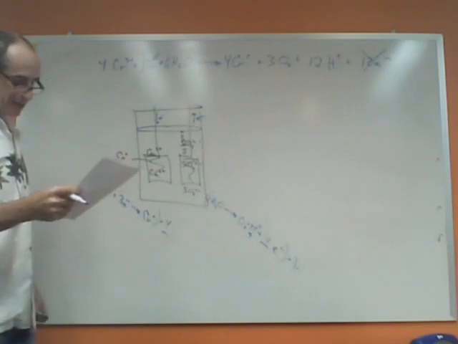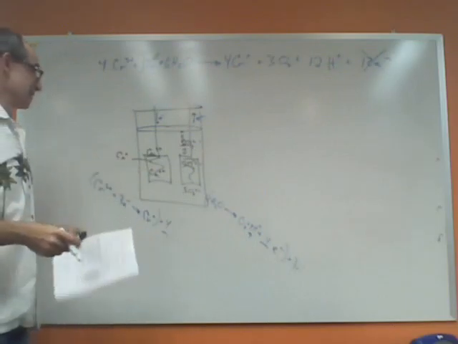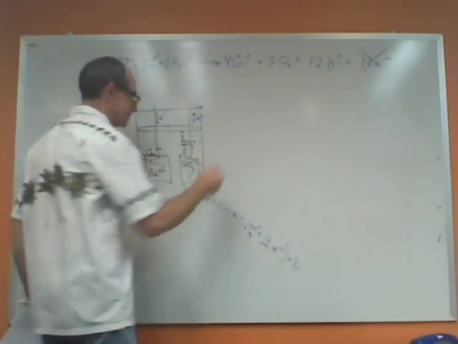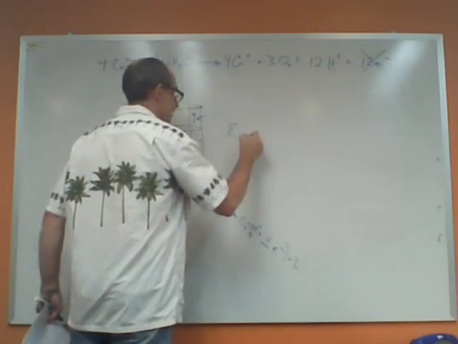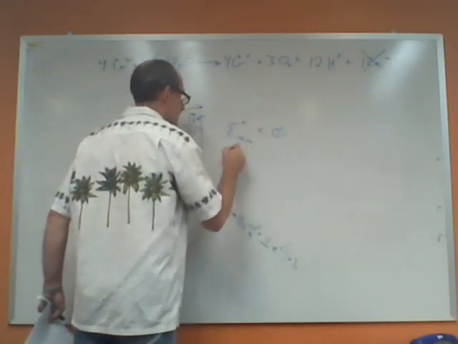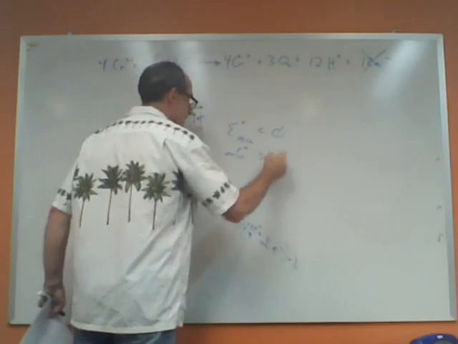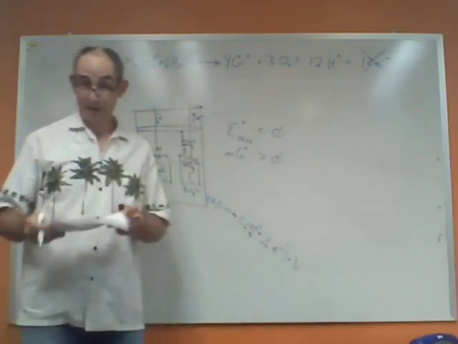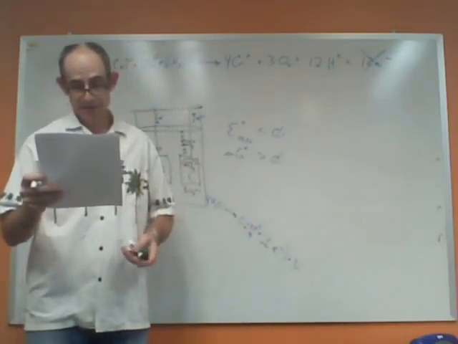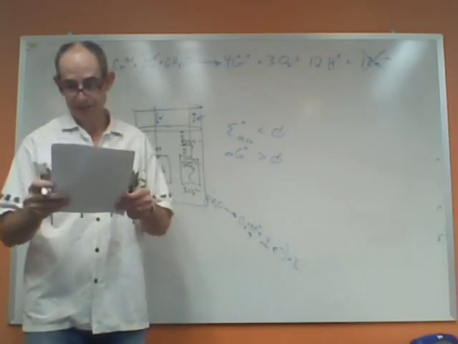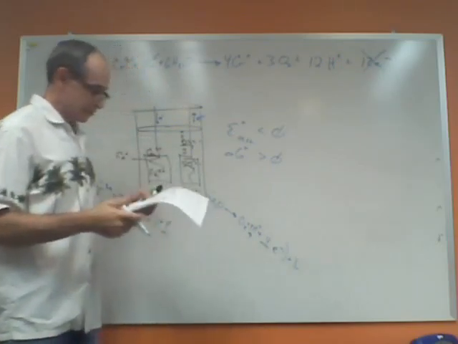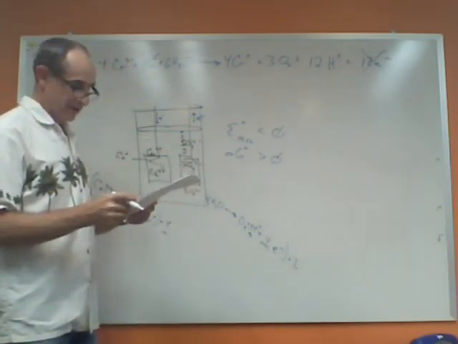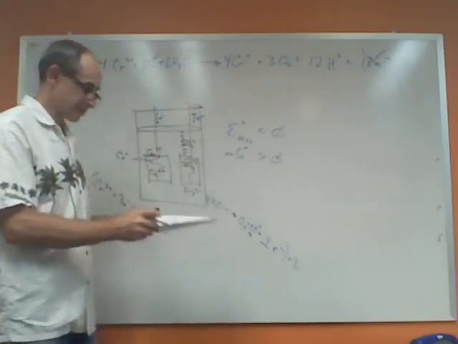Predict the plus or minus sign of the E cell and delta G. Since this is a non-spontaneous reaction, E cell is negative and delta G is positive. And again, because this is a non-spontaneous reaction, we are causing this reaction to occur. The values of E cell and delta G are going to be from the reduction potentials given here.